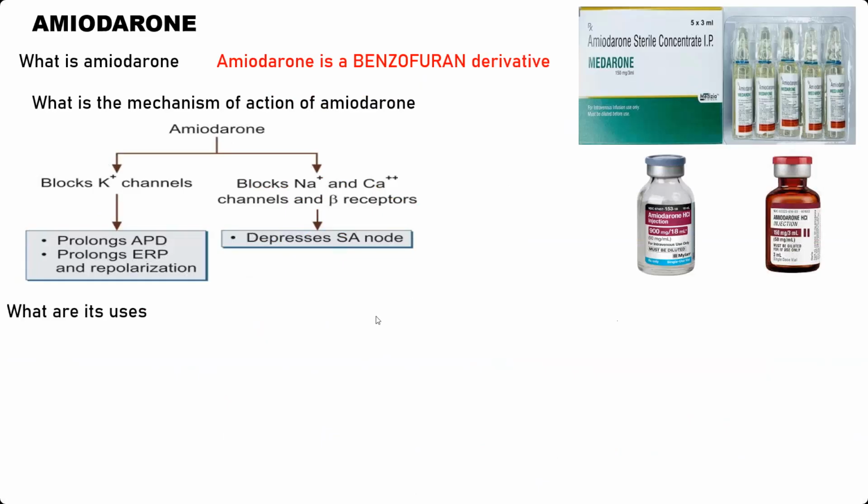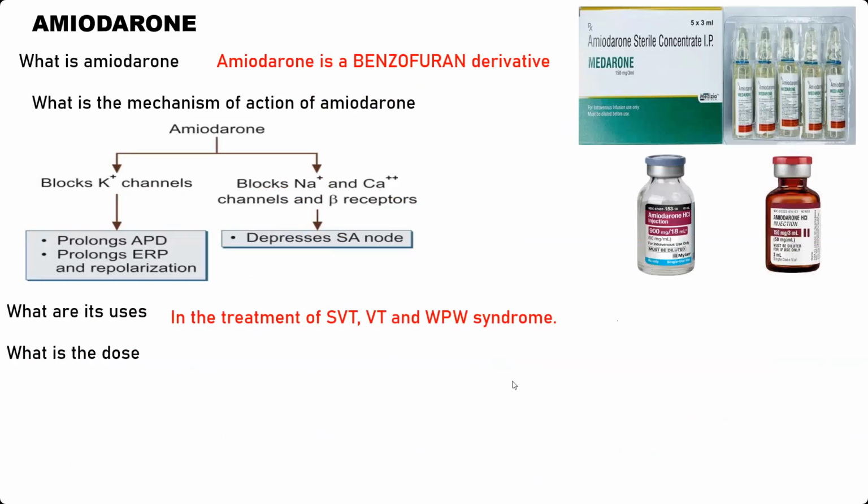What are the uses of this drug? It is used as an anti-arrhythmic. For what type of arrhythmia should you say? Anti-arrhythmic is a general term. So you must say SVT, ventricular tachycardia, and WPW syndrome. These are the common indications.